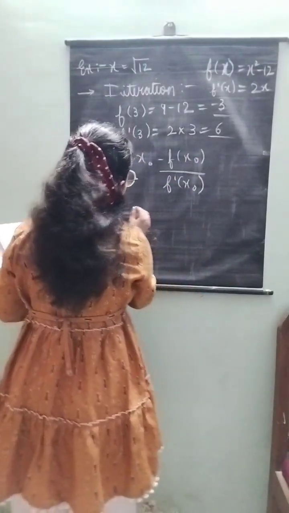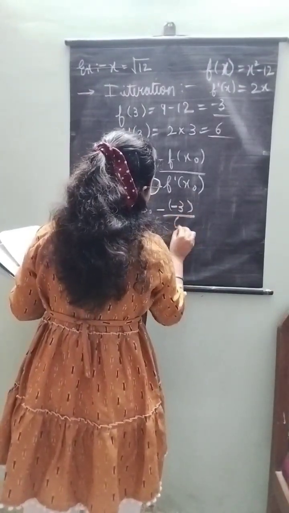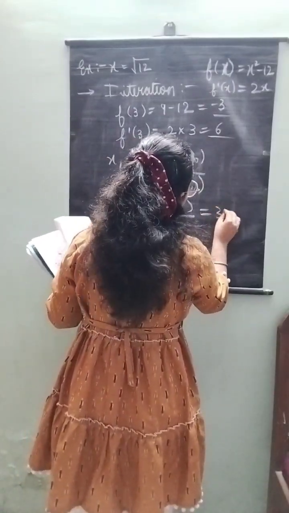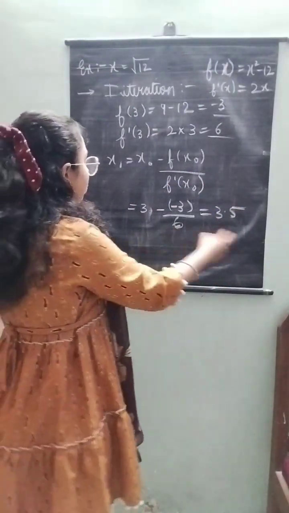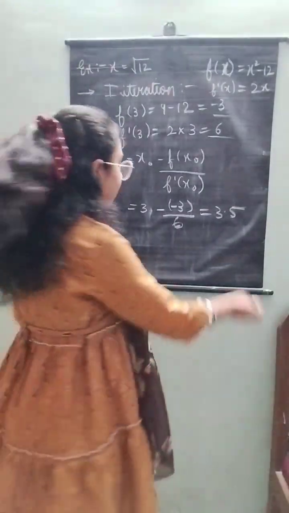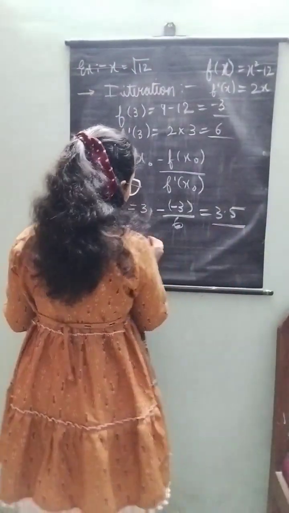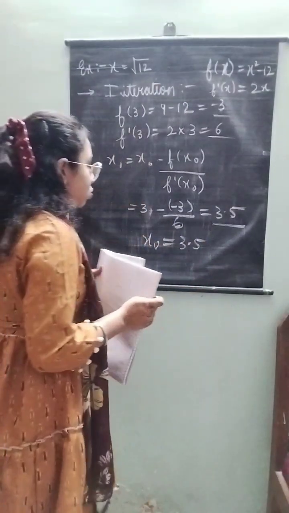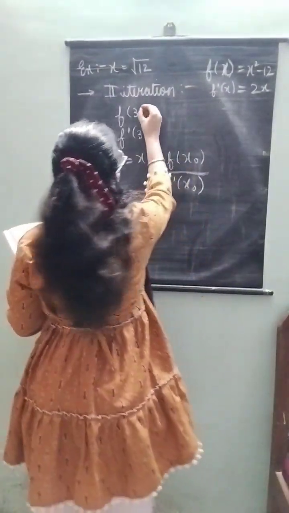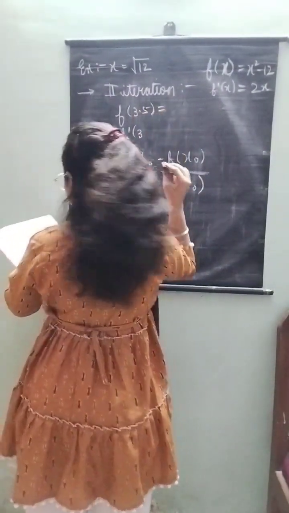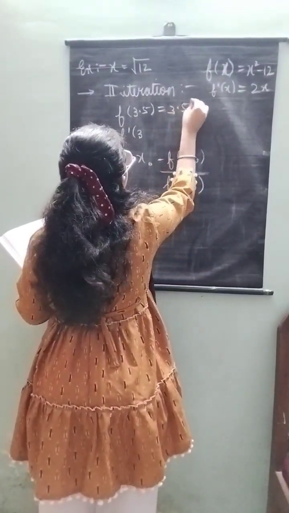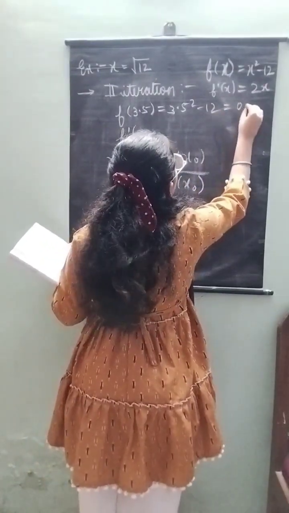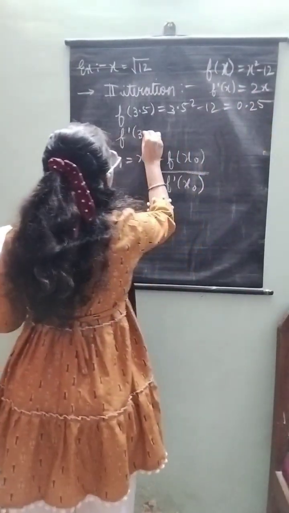So in this we will put x, that is 3, minus 3 upon 6. So it will give us 3.5. You have to put these values in a calculator and you will get this answer. Now this value will become the x naught for the next iteration. So let's proceed further. Now for 3.5, f of x will be 3.5 square minus 12, which is equal to 0.25.